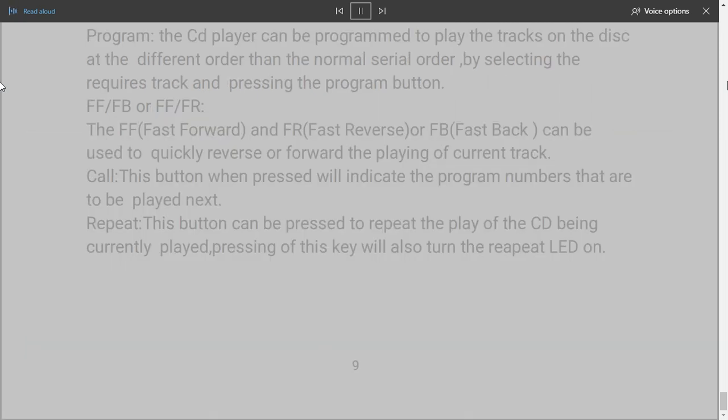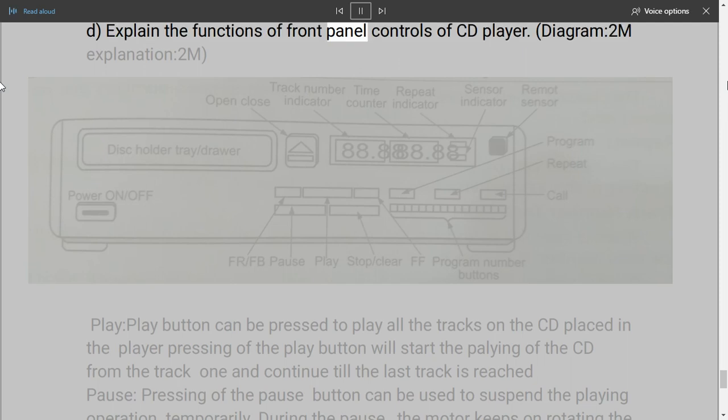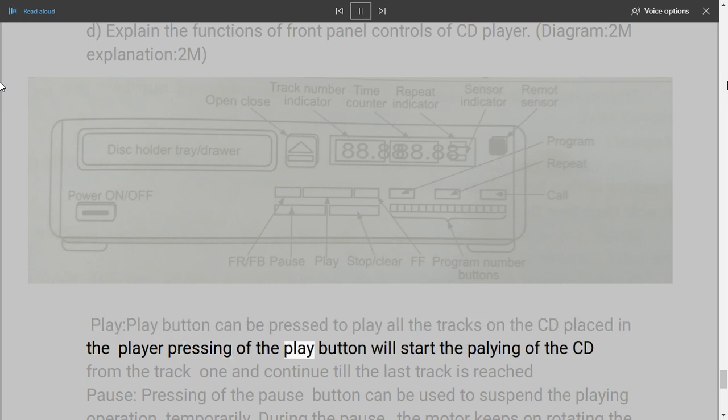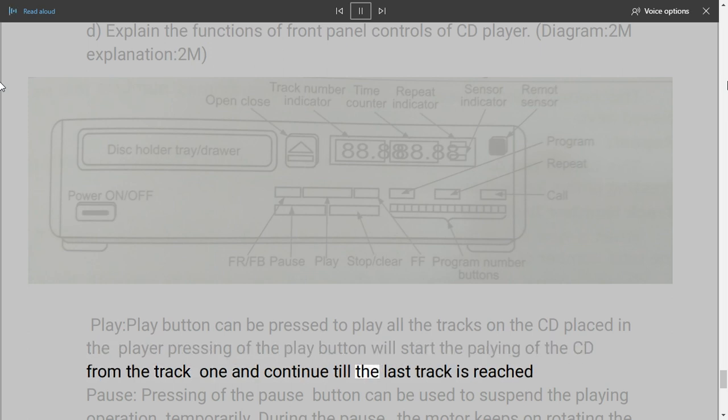E. Explain the functions of front panel controls of a CD player. Diagram, 2M. Explanation, 2M. The play button can be pressed to play all the tracks on the CD placed in the player. Pressing the play button will start the playing of the CD from track 1 and continue till the last track is reached. Pause.